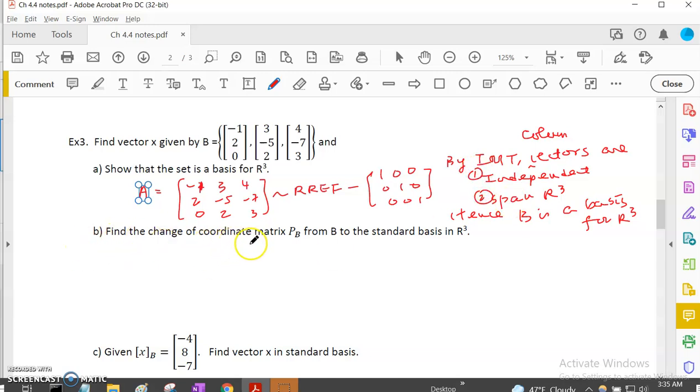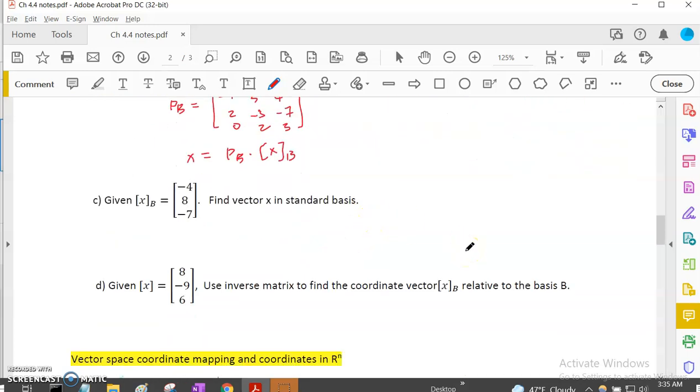Part B: find the change of coordinate matrix P_B from B to the standard basis. P_B is just all these column vectors lined up in a matrix. When we know the coordinates relative to B, that's how we find x, where x equals P_B times x_B, the coordinate vector of x relative to B. This is the formula you need to remember. Now, say I know a vector with coordinates -4, 8, -7 relative to B. What is the vector in standard form?